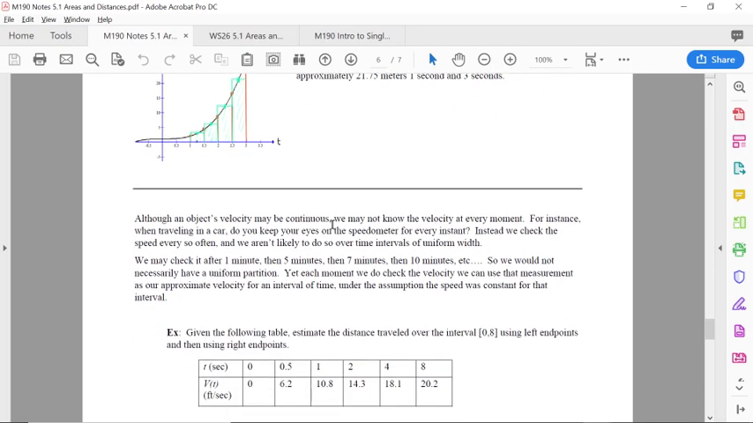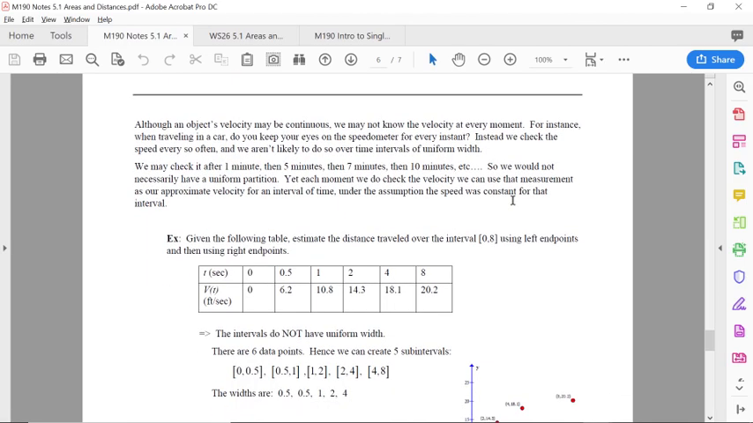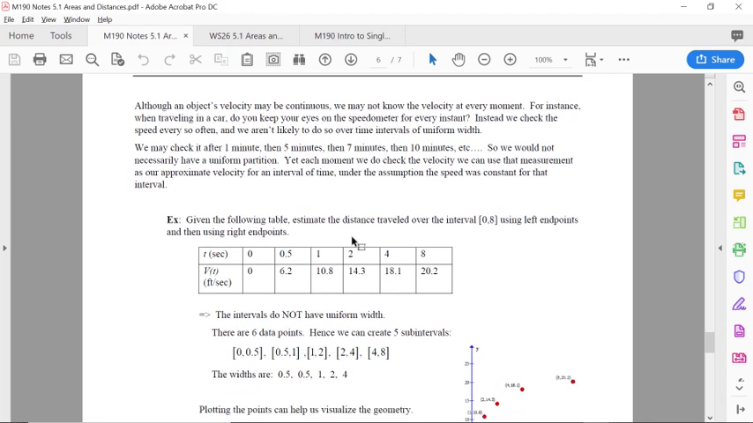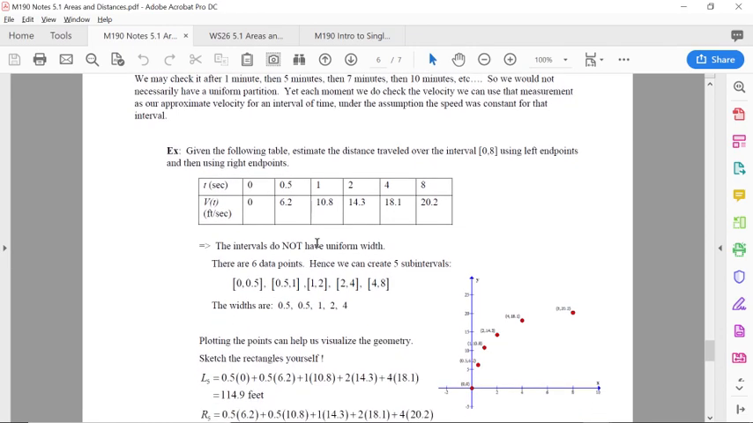Now, the function may not always be continuous. We may be looking at an object moving, and we may not have an actual symbolic function to plug x values into. We may just be using given data points. Here's an example where that may happen. Estimate the distance traveled over the interval 0 to 8 using left endpoints and then using right endpoints.